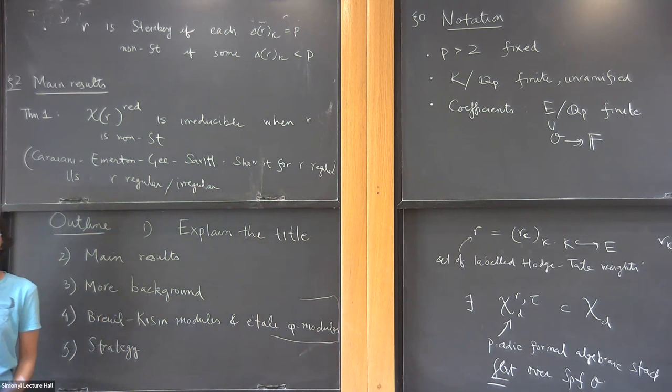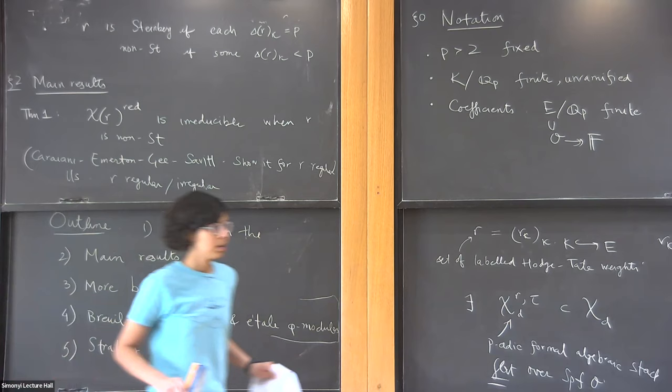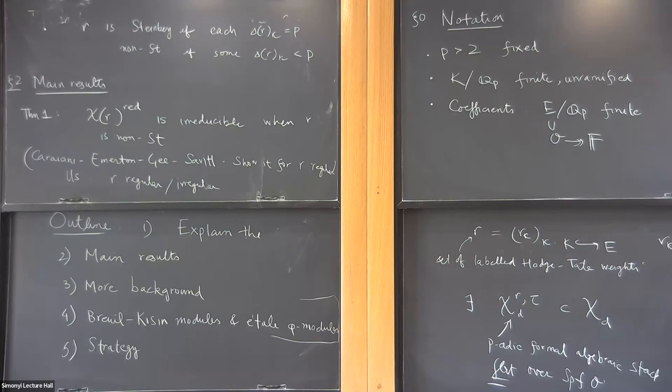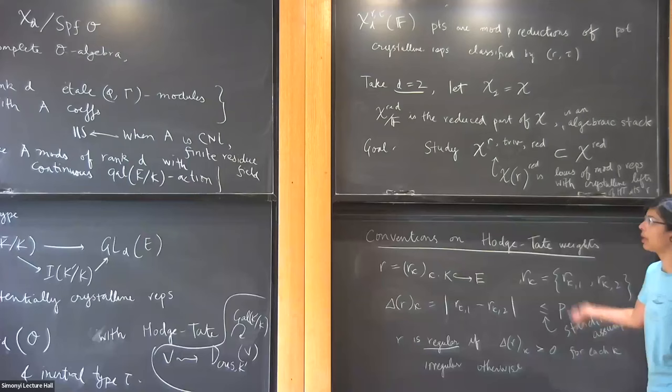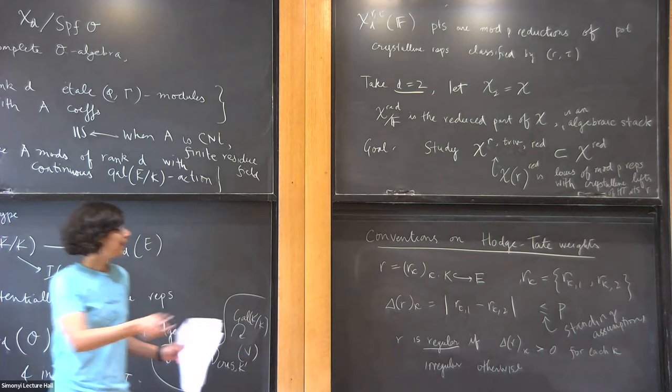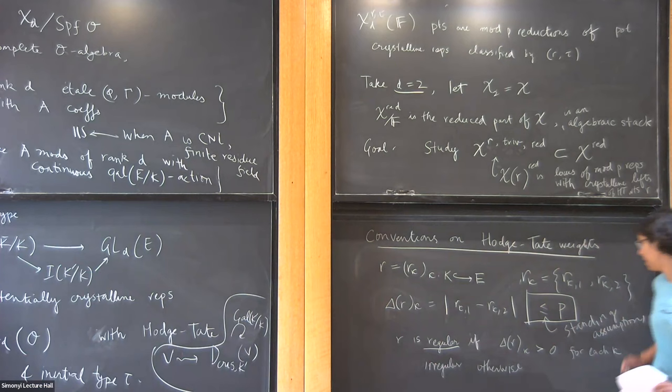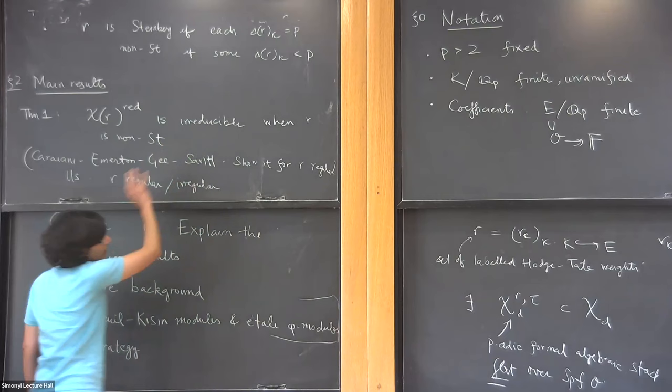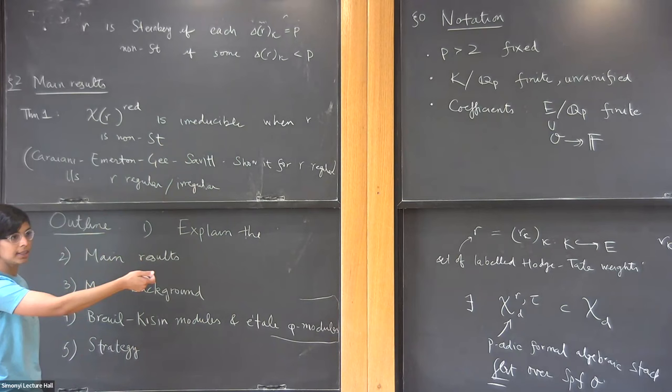Can you repeat what the assumption was? So we are in dimension two, and I'm looking at the locus of mod p representations, reduced locus of mod p representations, admitting crystalline lifts with some Hodge-Tate weights that satisfy this crucial condition, right? The differences are always less than p. And I claim that this locus is irreducible. This is a closed algebraic substack of a reduced part of the Emerton-Gee stack, and this is an irreducible locus.